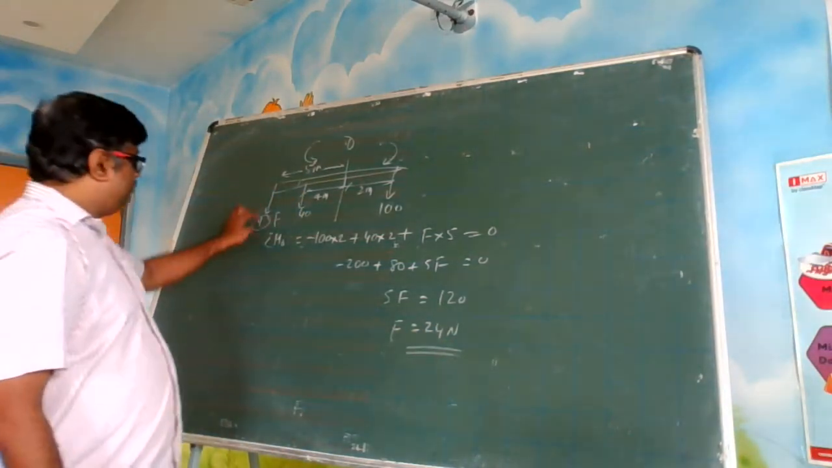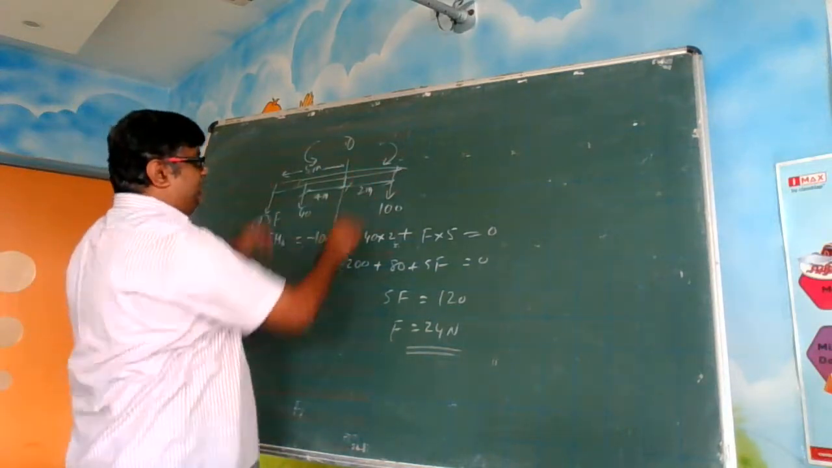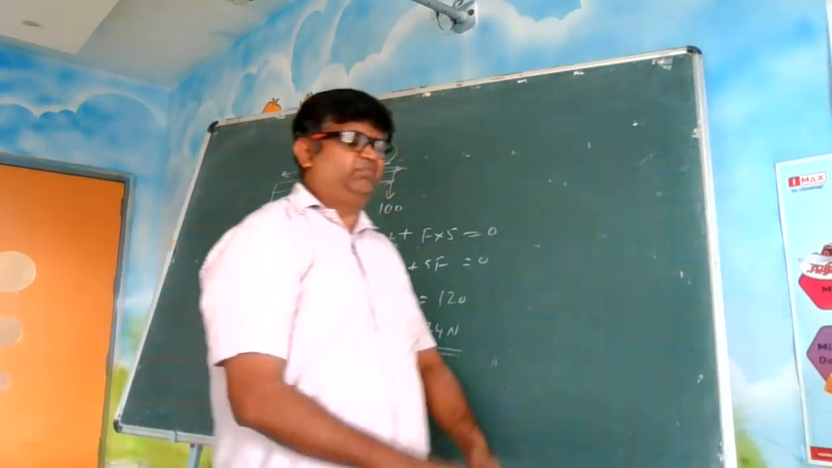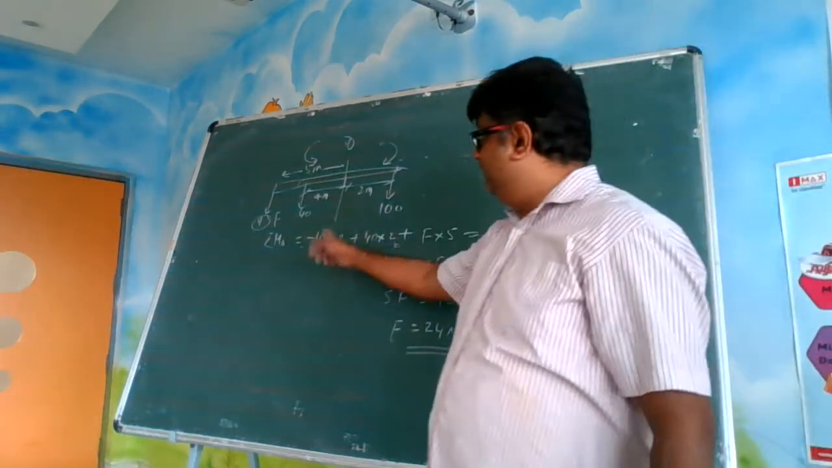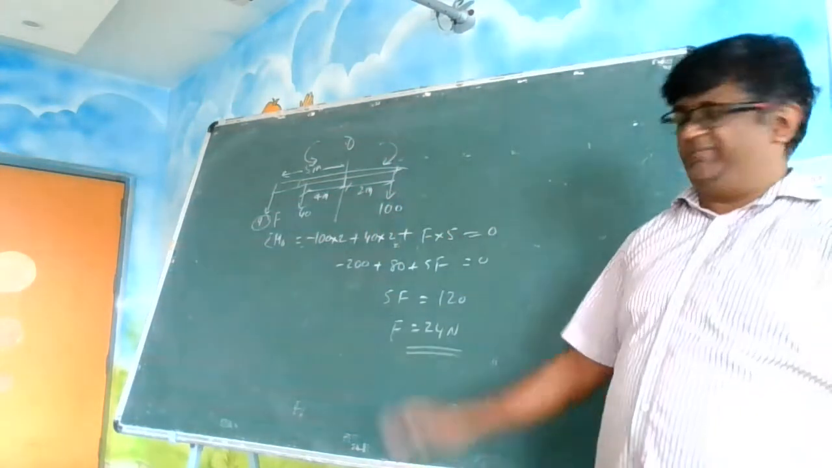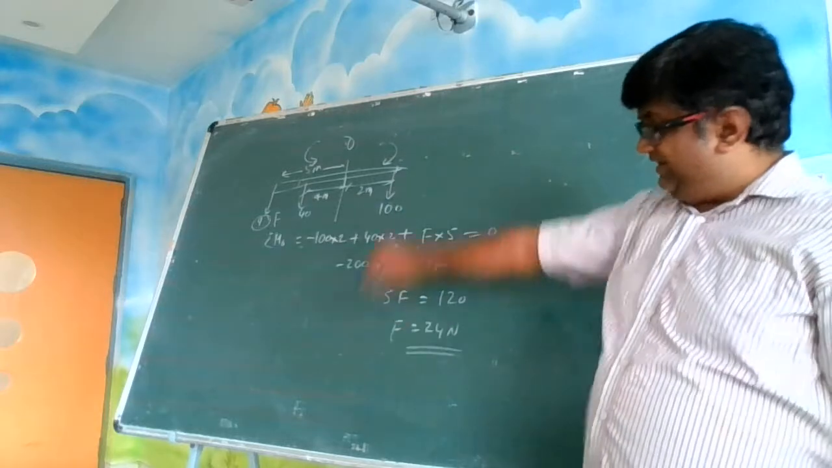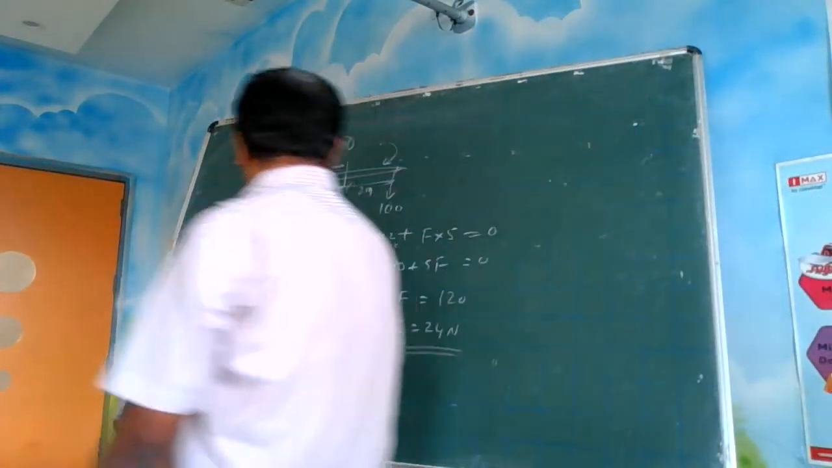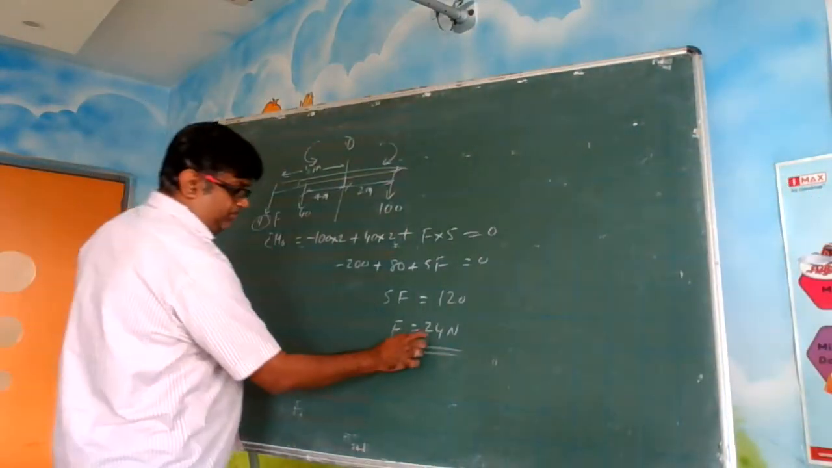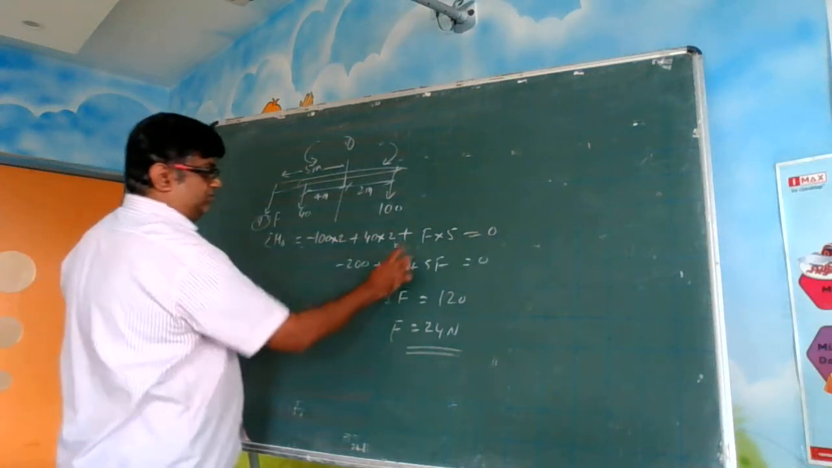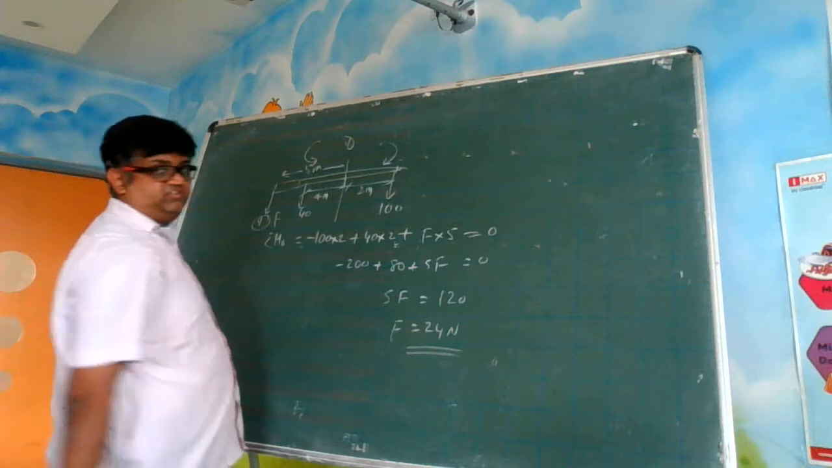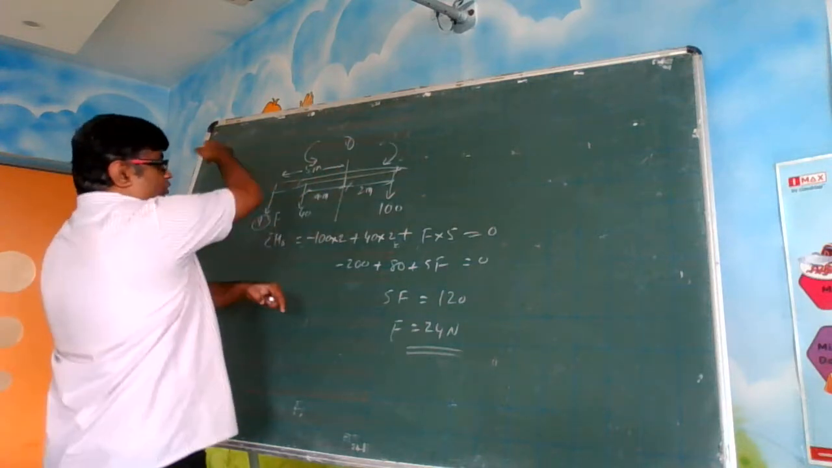If you apply 24 Newton here, this system will be in rotational equilibrium. If you put more than 24 Newtons, if you put 25, this won't be in equilibrium. If you put 30, there will be a net torque. What will happen? You see, sigma MO is equal to 0 for 24. If I put 30, this won't be 0. If you put 30 here, it won't come as 0. That means the system will rotate.